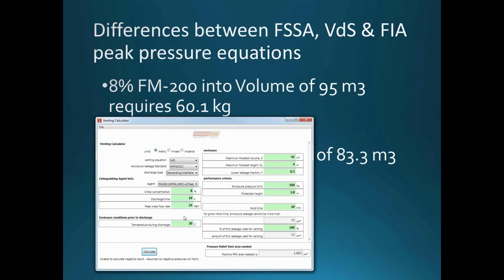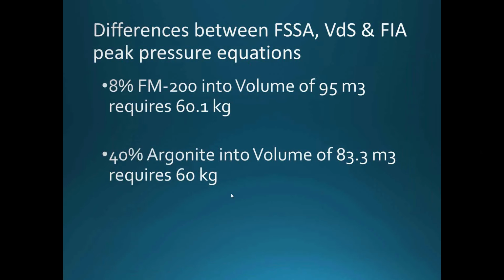Again, we can change our flow rate. Here we're flowing it at a peak rate of 24 kilograms per second. If we were to use the average flow rate, since this is requiring 60 kilograms over 10 seconds, that's 6 kilograms per second. That pulls our peak flow rate down to a value that's kind of similar to what we had before. Again, only on the positive side, and we actually mostly need negative venting, so that's going to cause a little bit of confusion if you use those VdS equations. Okay, so that takes care of the venting calculator for the time being.